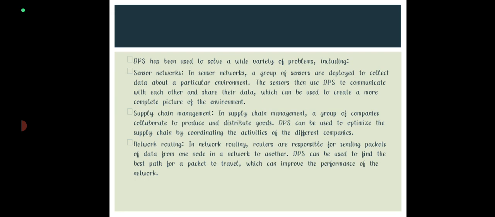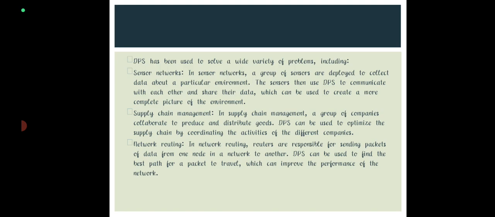Supply chain management. In supply chain management, a group of companies collaborate to produce and distribute goods. DPS can be used to optimize the supply chain by coordinating the activities of the different companies. This is supply chain management.